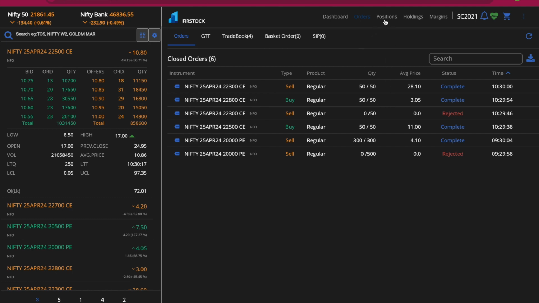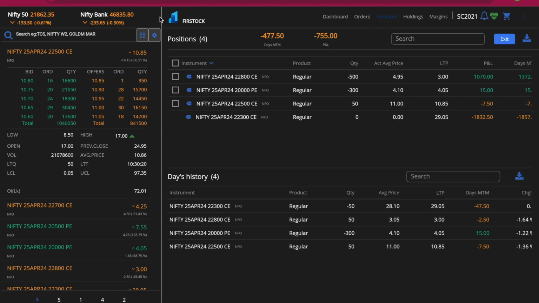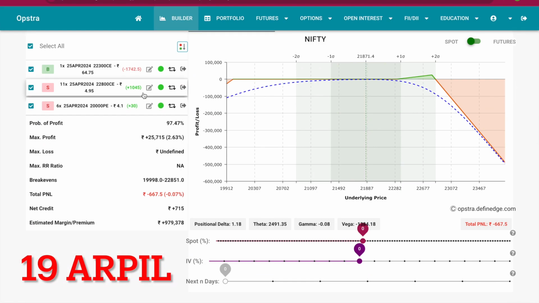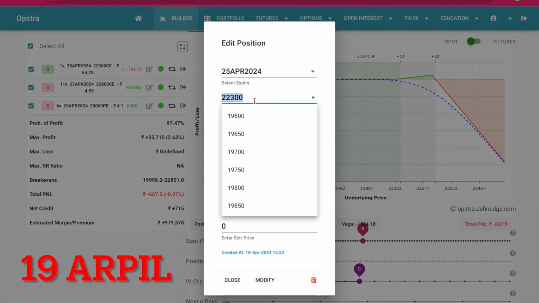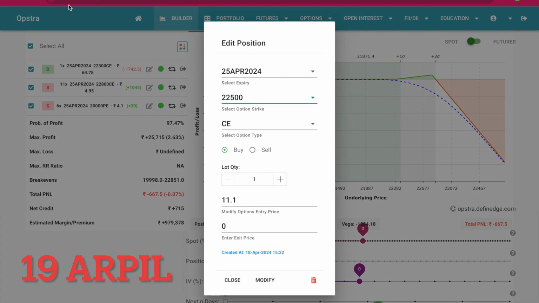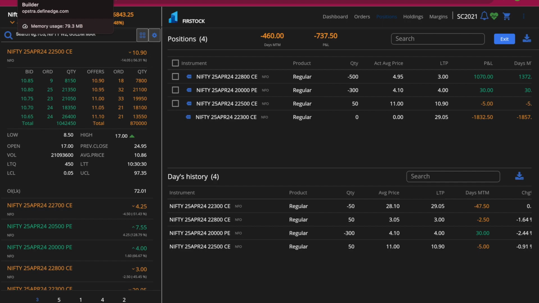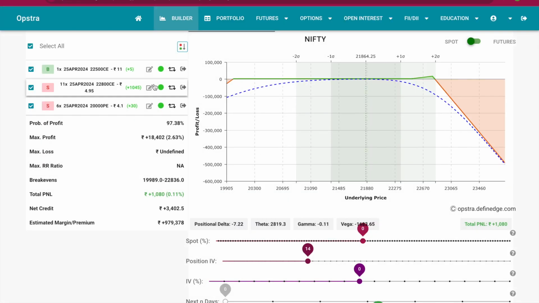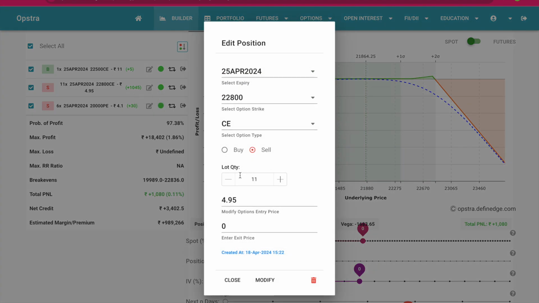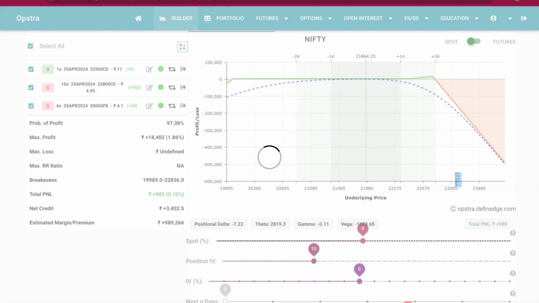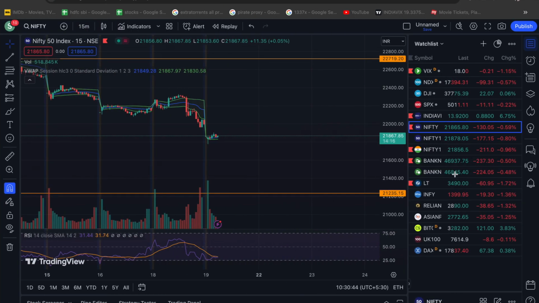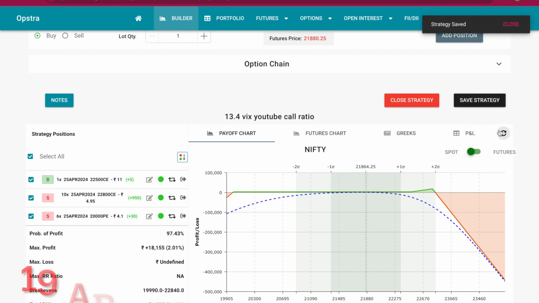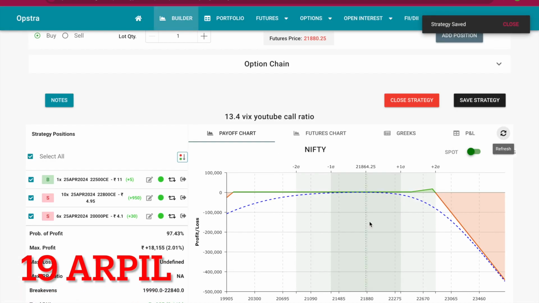So I've made a couple of adjustments here. I'll just let you know while adjusting it. So here we just go ahead and the buy option, we go to 22,500, and that is around 11. So we take one buy at 11, and we exit this one quantity. So the overall India VIX is now 13.9. It doesn't affect much. Okay, so this is fine.